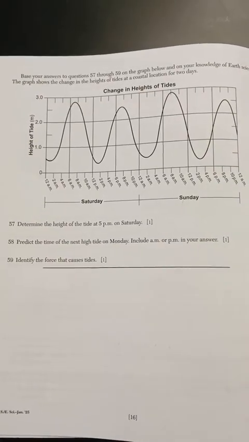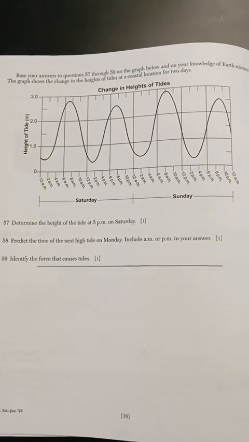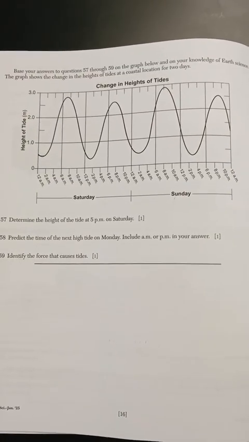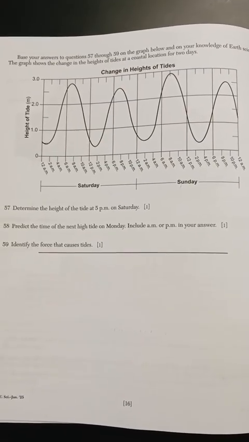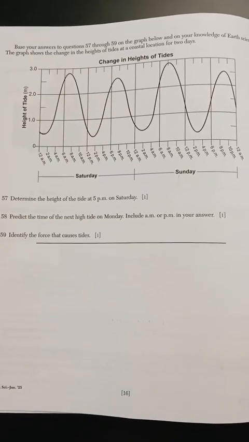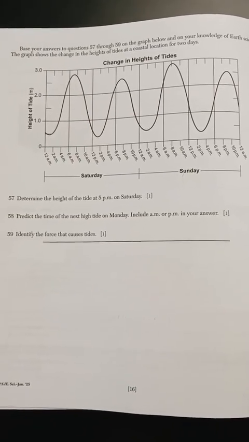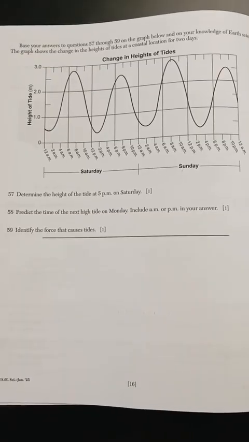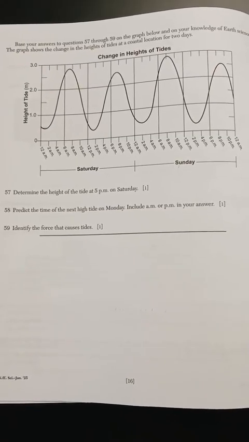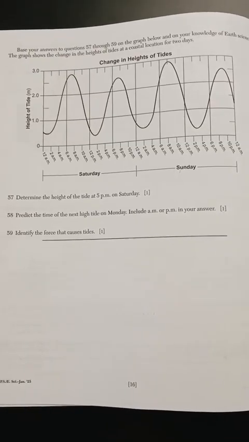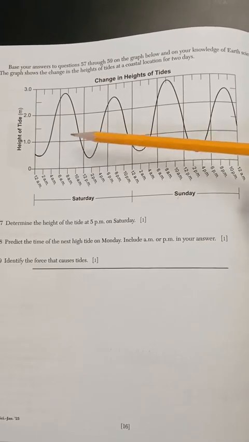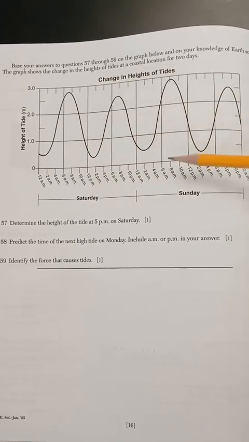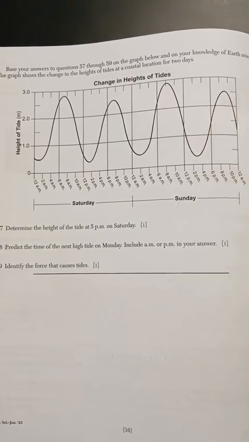All right, so we are currently on number 57 to 59, and it says, base your answers to questions 57 to 59 on the graph below and your knowledge of Earth Science. The graph shows the change in height of tides at the coastal locations for 2 days. All right, so this is our ocean tides, and we know that they are cyclic events. So we can see on the diagram that our cyclic events pretty much occur approximately every 6 hours or so.